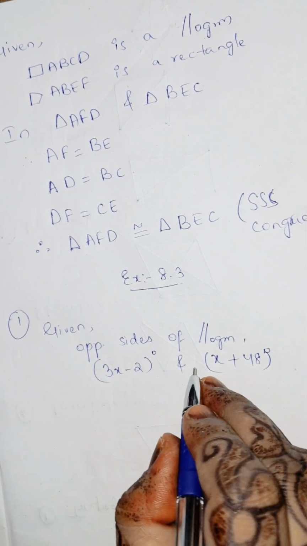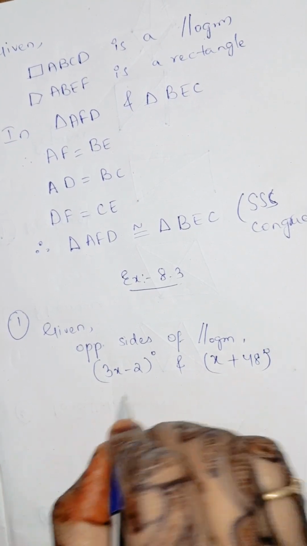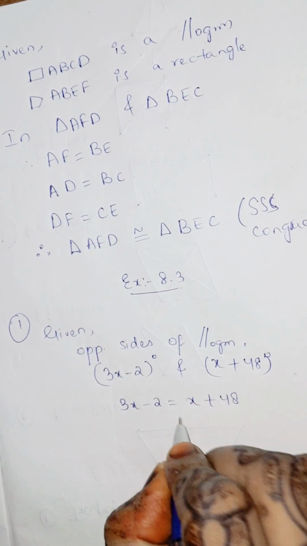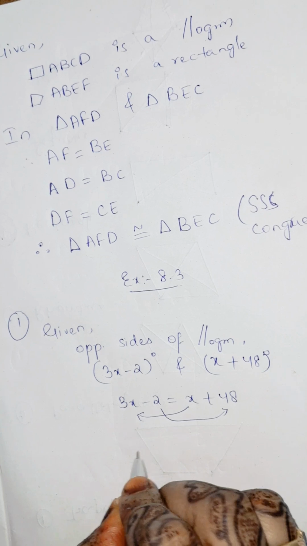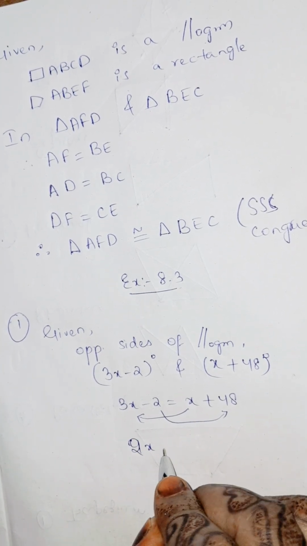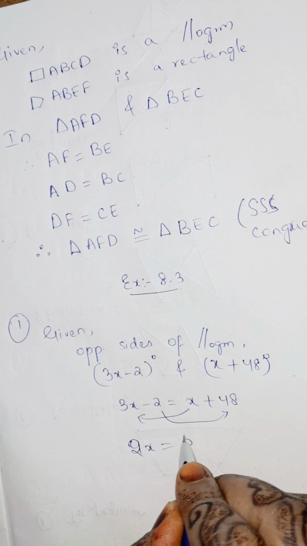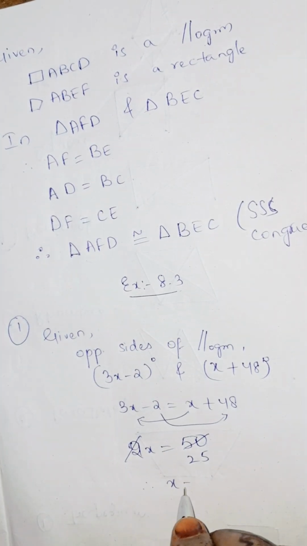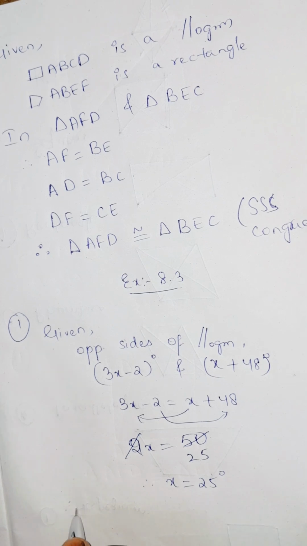So here, since opposite angles of the parallelogram are equal, this will be equal to this. So 3x minus 2 is equal to x plus 48. Taking x this side, 2 that side. So 3x minus x is 2x. 48 plus 2 is how much? 50. So 2 1s are 2, 2 2s are 4, 2 5s are 10. So the value of x is how much? 25.